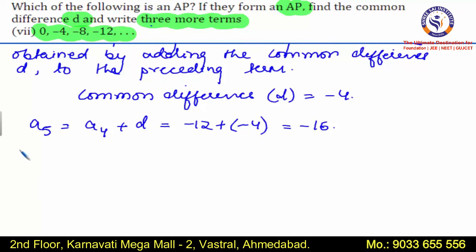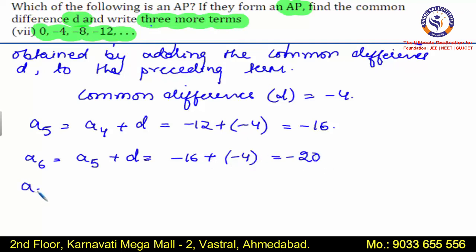Let us now find out the sixth term. It is the sum of the fifth term and the common difference, that is minus 16 plus minus 4, which is equal to minus 20. And the seventh term is the sum of the sixth term and the common difference, that is minus 20 plus minus 4. So this is equal to minus 24.